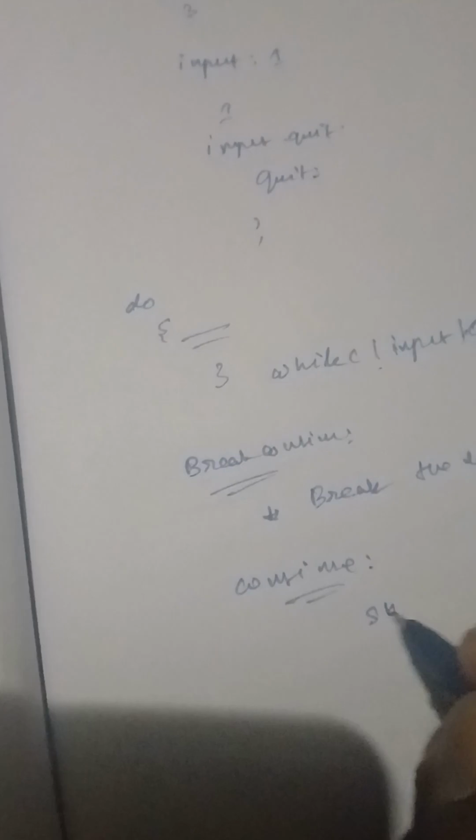Next, the break and continue statements. The break statement: whenever the condition fails, the statement will break the loop, and the code outside the loop will be executed. The continue statement goes back to the start and skips the values. If you want to skip the values, use the continue statement.